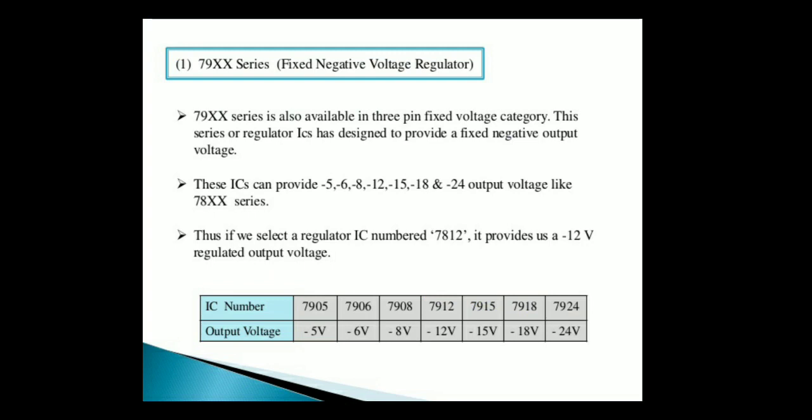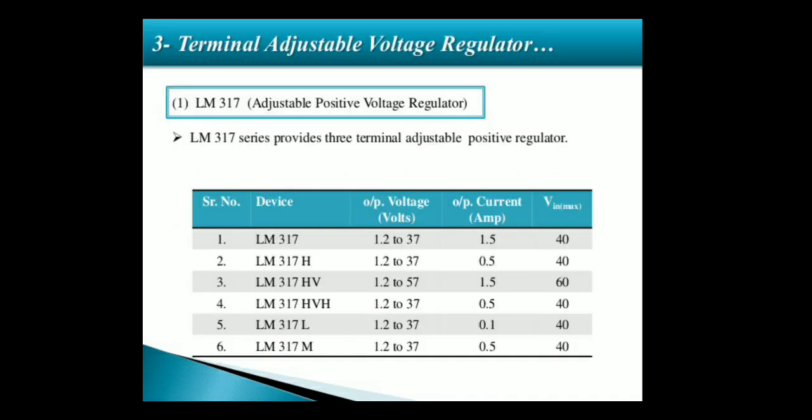In the same way, we have the other series called the 79XX series, which is also a 3-terminal fixed voltage category. These ICs can provide output voltages like the 78XX series, but in negative terms. So here are the output voltages for the IC number given.